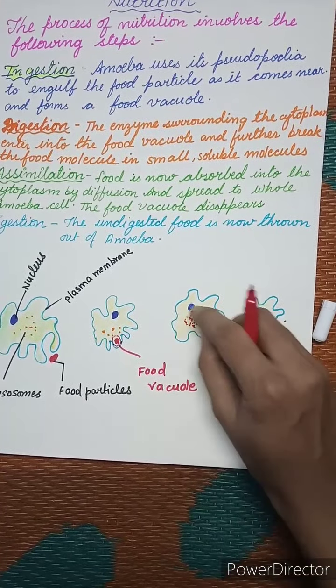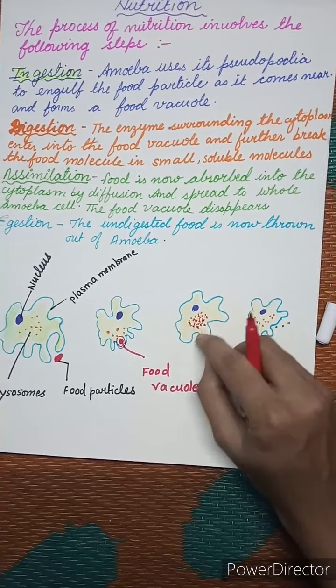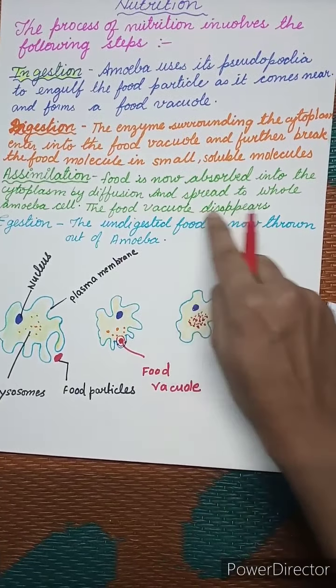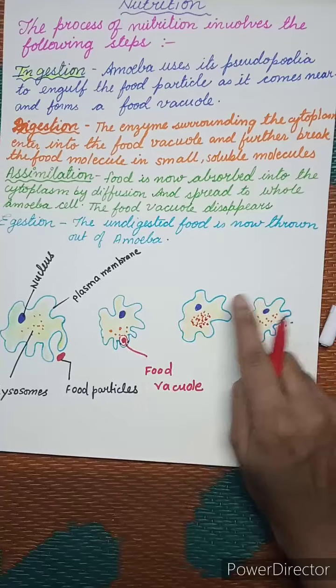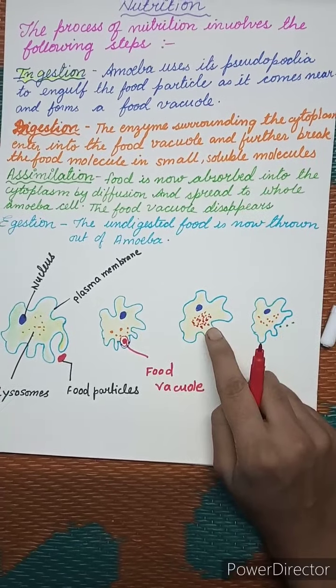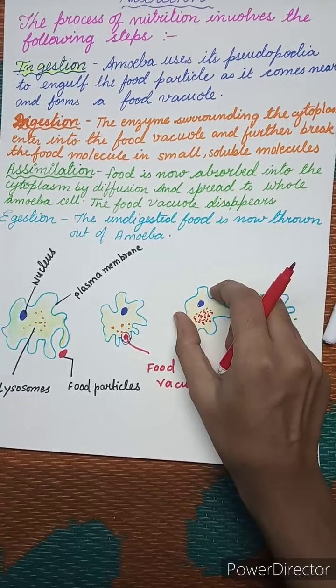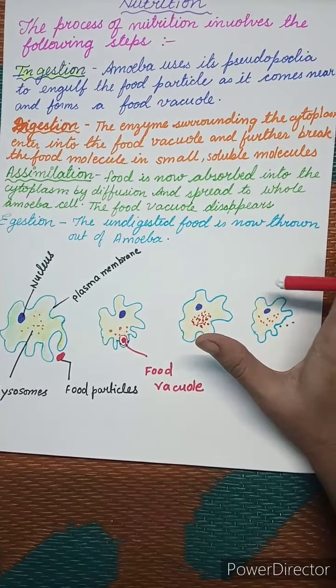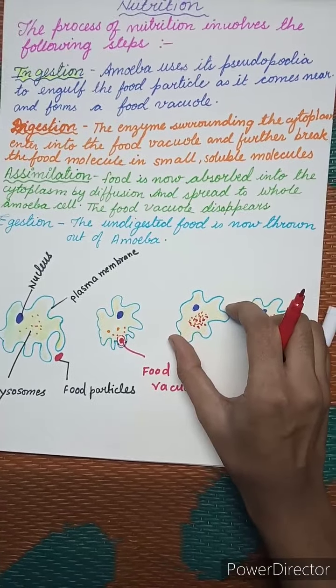Now there is no food vacuole. You cannot see the food vacuole. So the food vacuole disappears. There is no presence of food vacuole. So the food vacuole has disappeared, and this is the process of assimilation.